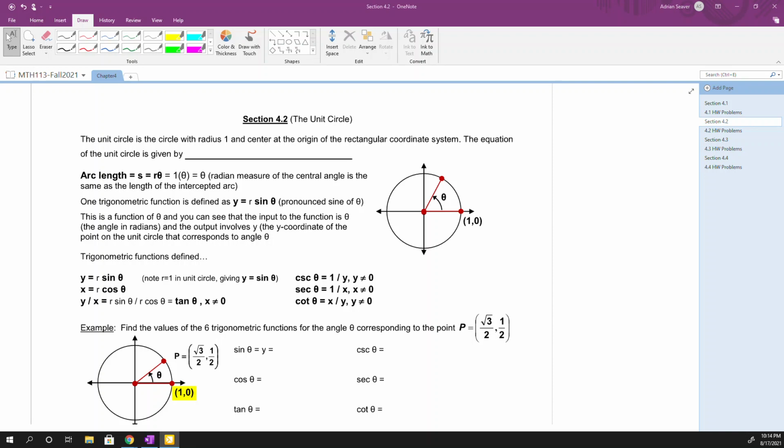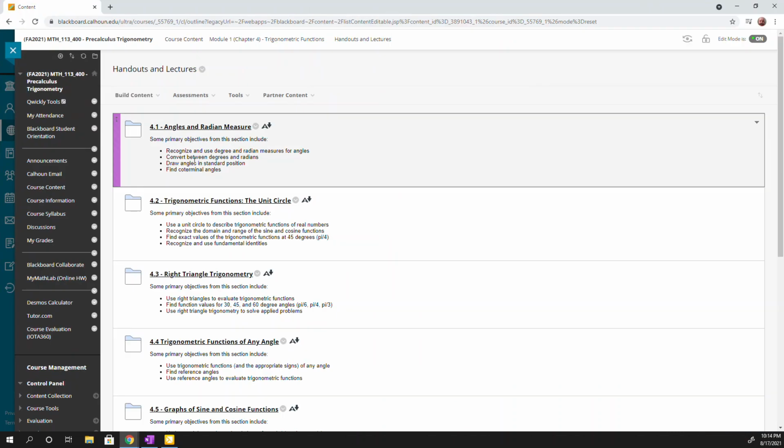I wanted to go ahead and make a video here for section 4.2, which talks about the unit circle. We're actually going to define our trigonometric functions, sine, cosine, tangent, etc., using this unit circle definition. I'm not going to go into too much detail. The last video I made was quite a bit longer than I intended, so I want to go through this one a little more quickly and really focus on that section.